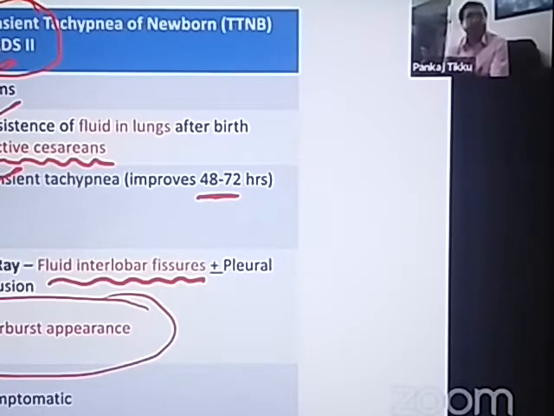The treatment is symptomatic. As I told you, no actual treatment is required. The treatment is usually supportive, and most of these children improve on their own in 48 to 72 hours time. Unlike in hyaline membrane disease, where the treatment, as I told you, is based upon mild or severe respiratory distress, so it may include CPAP therapy, or it may include surfactant administration by the INSURE technique or MIST technique. In the case of TTNB, you do not require any specific management. In most cases, the treatment is symptomatic.